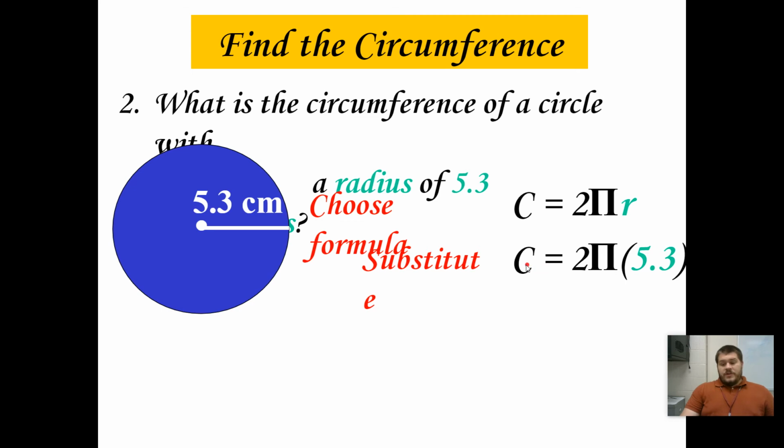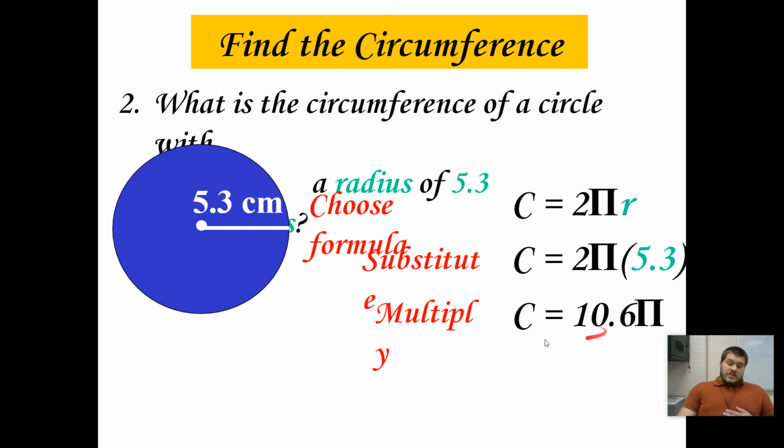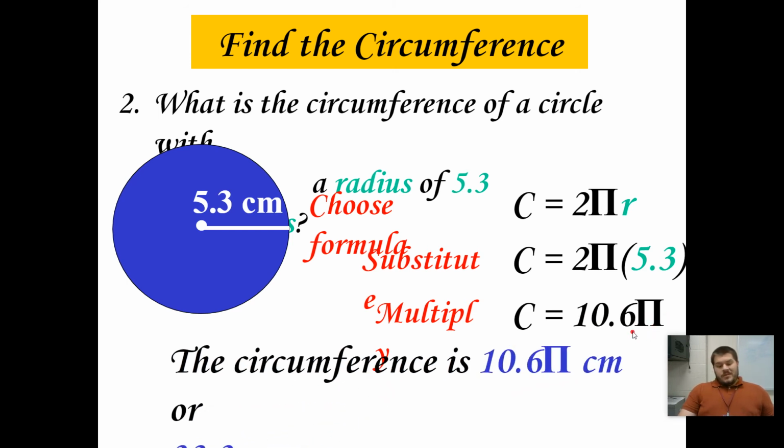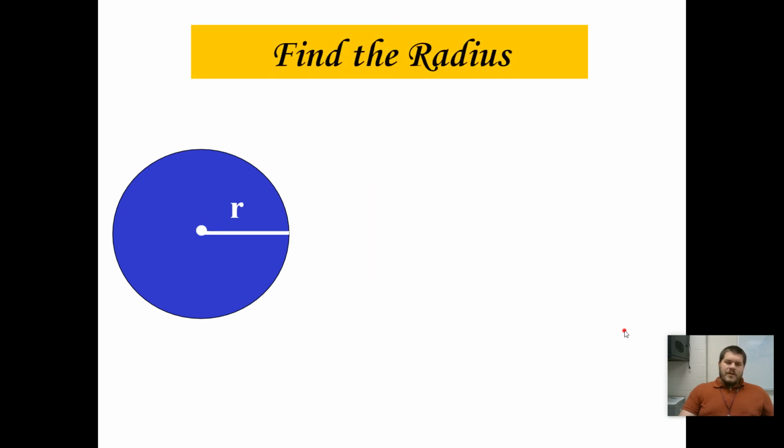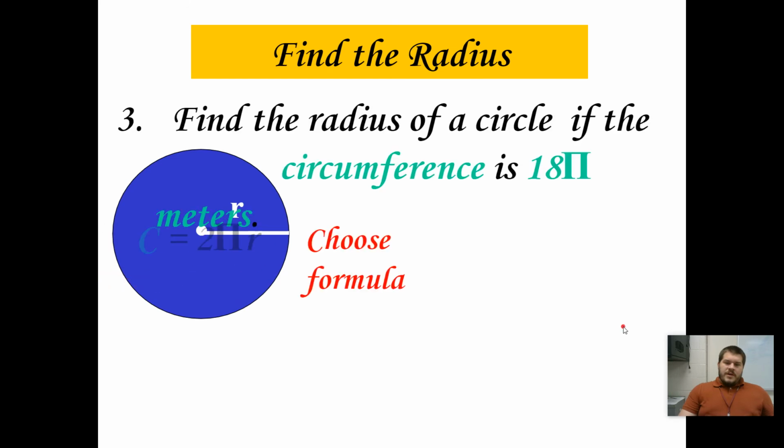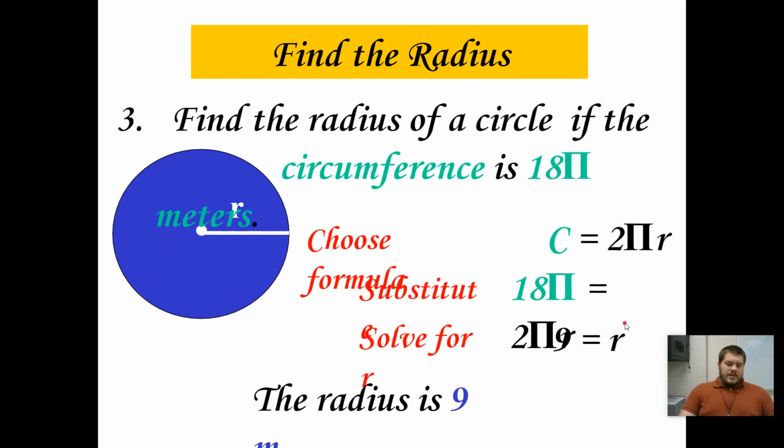So what I'm going to do first is multiply 2 into 5.3, and get 10.6 pi. Now for our purposes, we just leave this alone, because most of the time we're not going to multiply by pi. But if we did, we'd end up with 33.3. I need to fix that, but oh. Now we're not going to worry about this just yet.